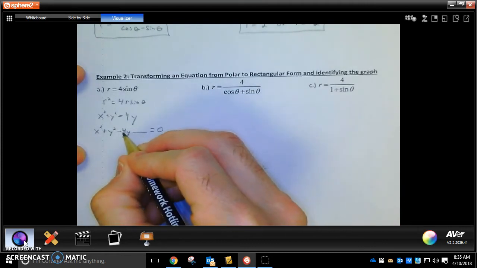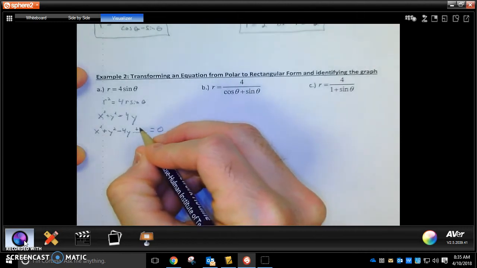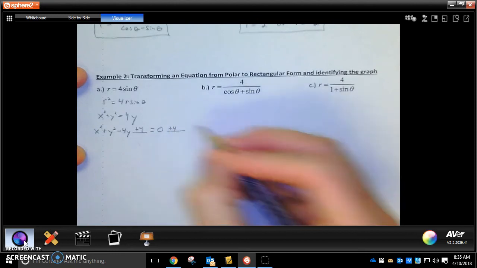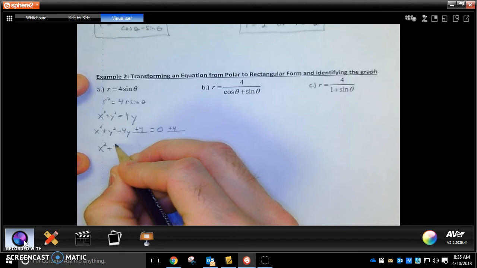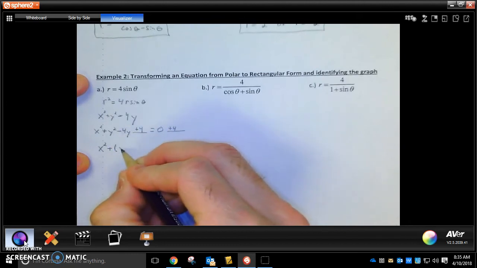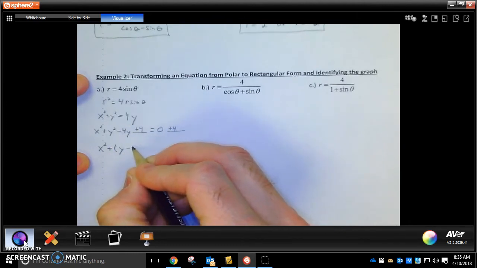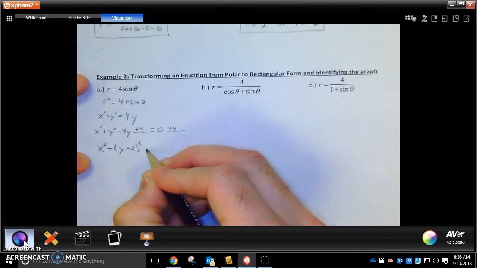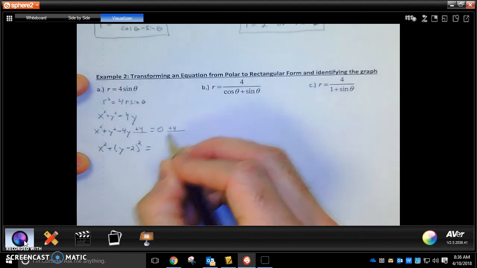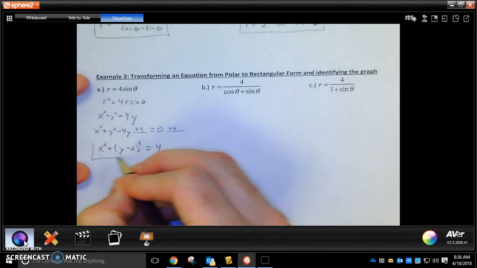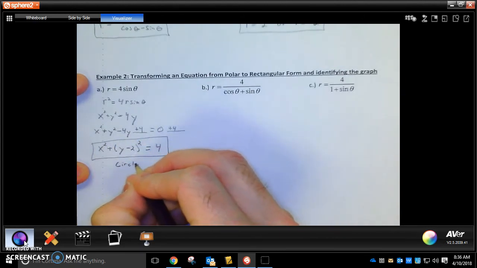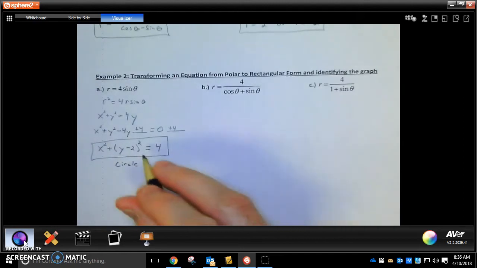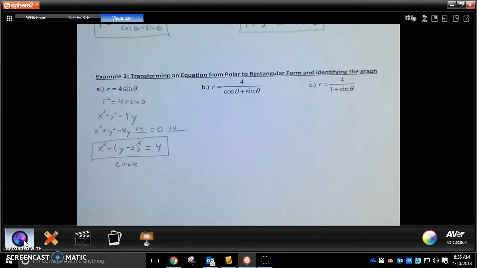Half of this squared. So half of -4 is -2. -2 squared is 4, and so we're going to balance it out with a 4 over here. And now we have x squared plus, this is now a perfect square, (y minus 2) squared equals, and then we have our 4. And that is our circle written back in rectangular form.